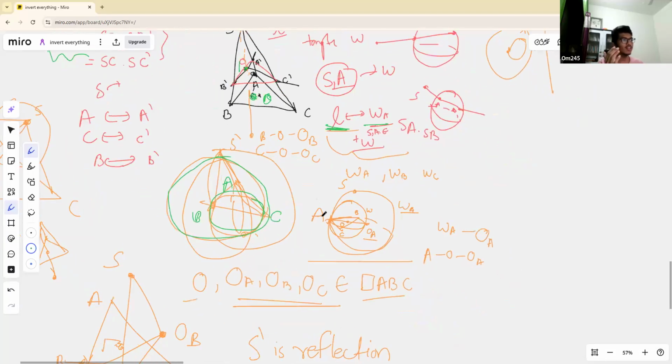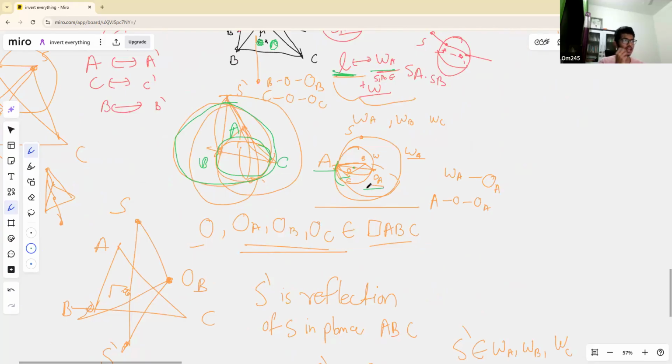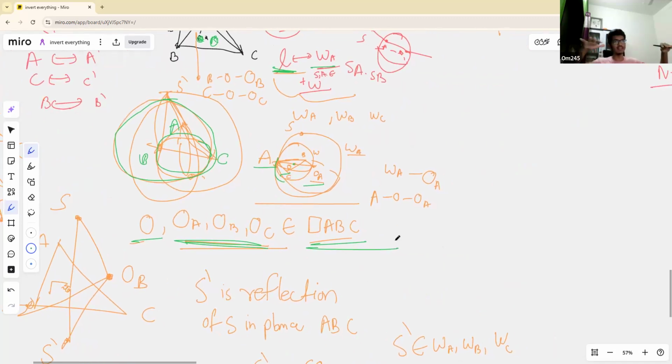Because these two spheres are tangent, the centers should be collinear with the tangency point. That implies AO is collinear, but we know O lies on the plane ABC. So that implies O and all these three centers of spheres, OA, OB, OC, lie on the plane ABC.